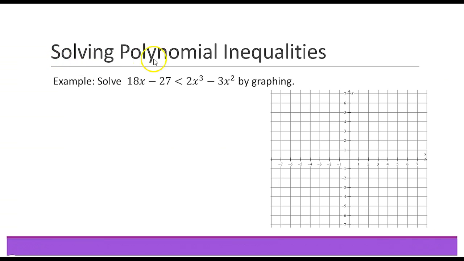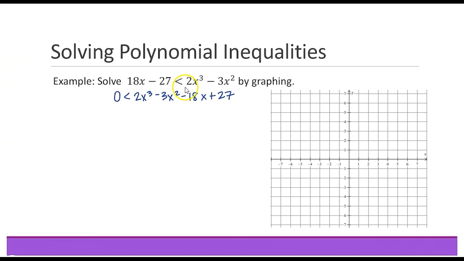Now let's talk about solving polynomial inequalities. In this first example, we want to solve 8x minus 27 is less than 2x cubed minus 3x squared by graphing. Well, these are going to work a lot like quadratic inequalities, where we want everything on one side and a 0 on the other side. So I'm going to subtract the 18x and add the 27 to the other side. So I'm solving 0 is less than 2x cubed minus 3x squared minus 18x plus 27.